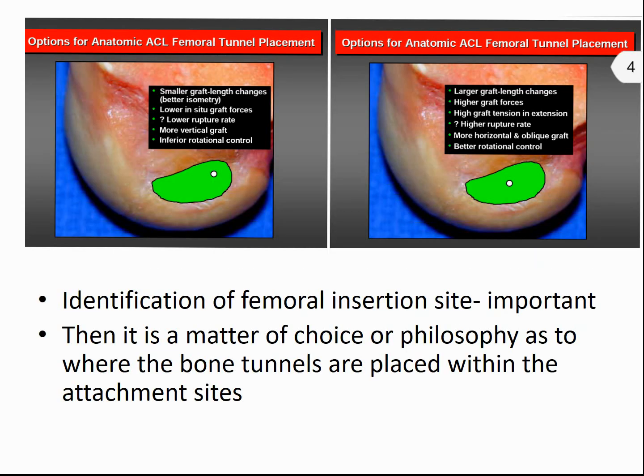The identification of the femoral insertion site and placement of the tunnel within the native ACL attachment site is important. Once a surgeon is able to successfully locate the ACL attachment site, then it is a matter of choice of philosophy as to where the bone tunnels are placed within the attachment sites. Some surgeons have advocated placing the tunnel eccentrically, which will give rise to a more isometric graft, whereas the general consensus is placing the graft at the center of the ACL femoral footprint.